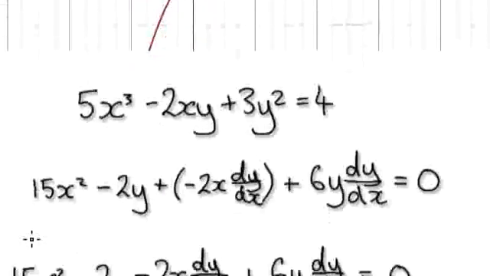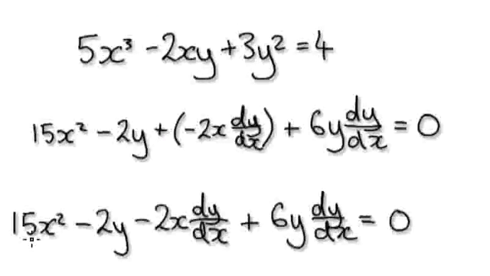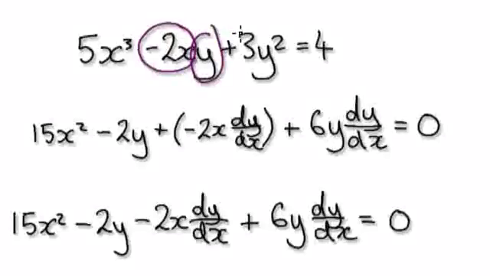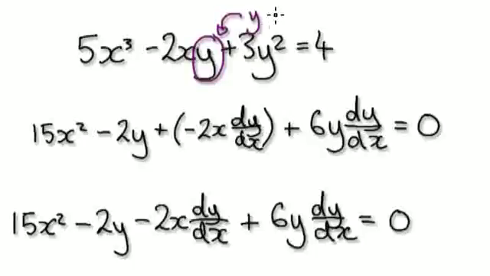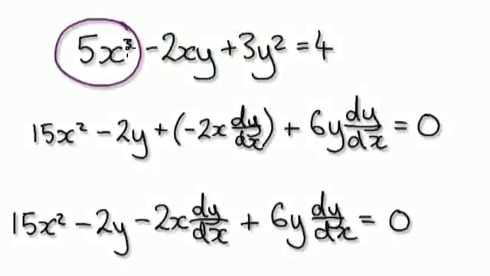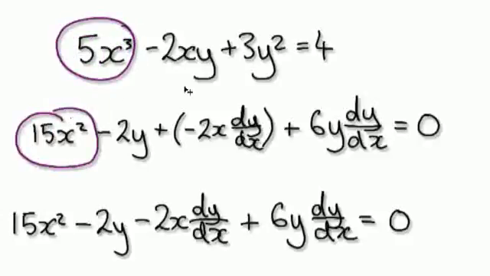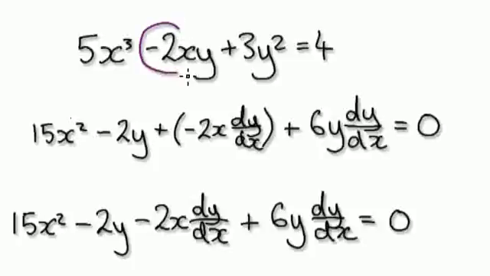Okay, so to do this here, you've got to use the product rule, because the y here is a function of x. So y here contains x somewhere in there. Anyway, differentiate this. That will be 15x squared. Remember the product rule: you've got this thing multiplying with this thing.